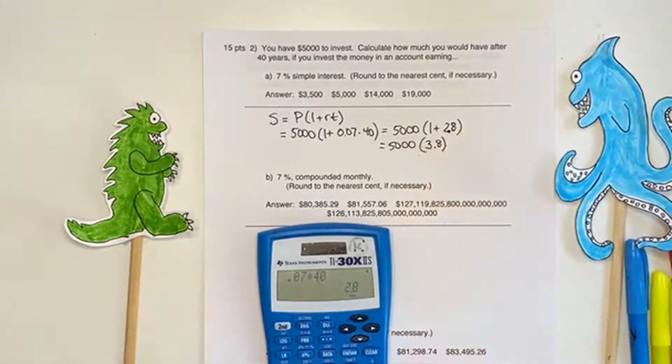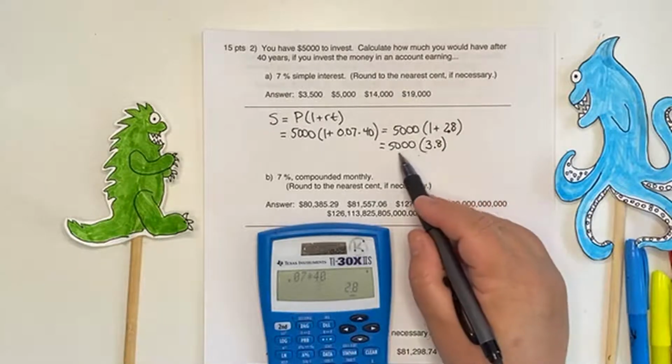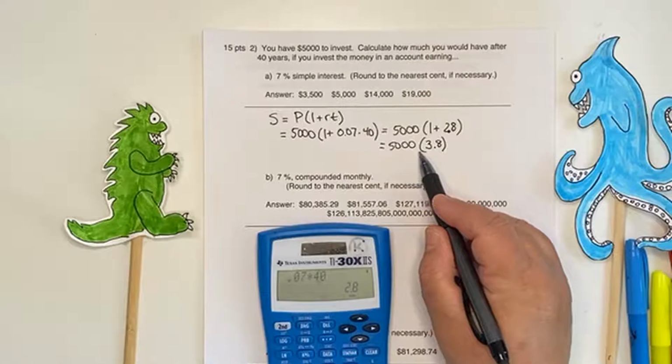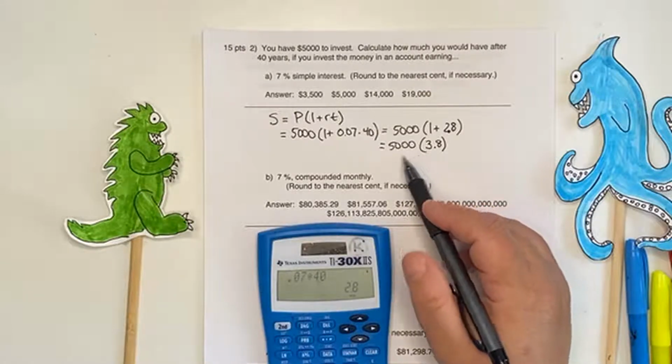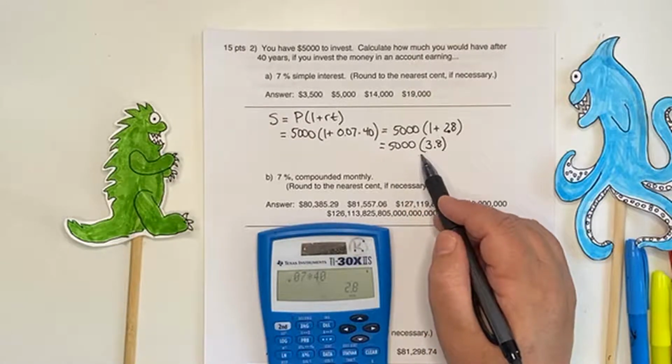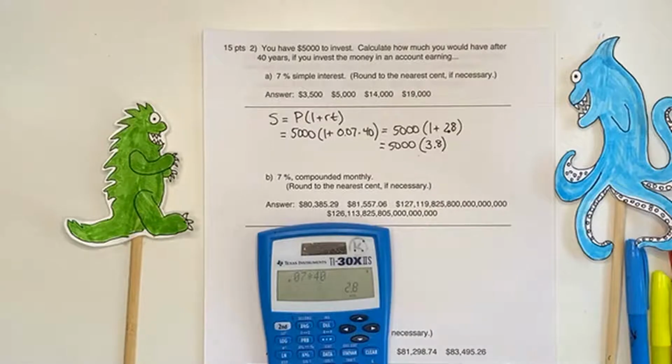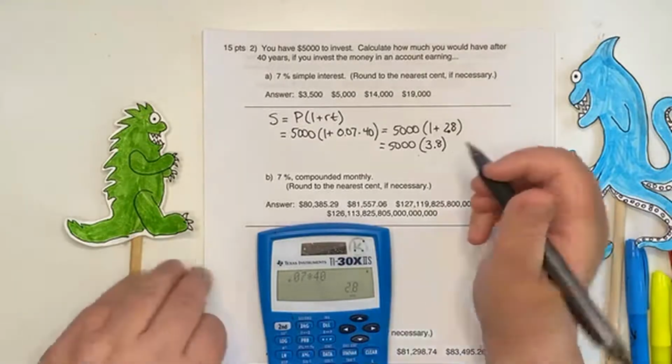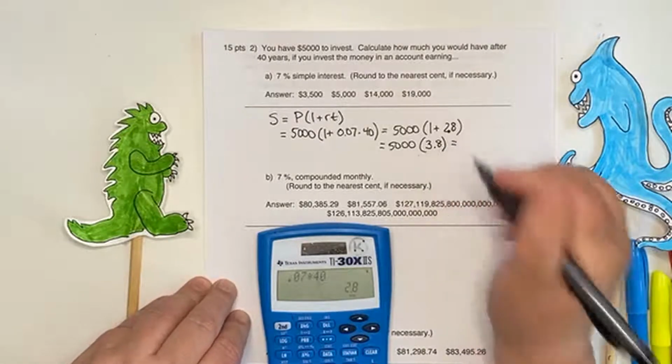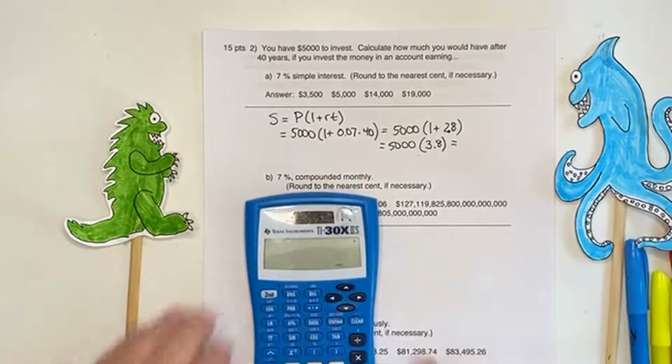So we're basically going to make the whole thing almost 4 times, right? So we're going to end up with almost 4. So our interest is 3 times the original amount. So let's see. Let me go ahead and do the whole formula. So I'm going to do 5,000.